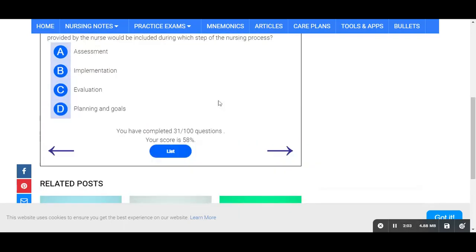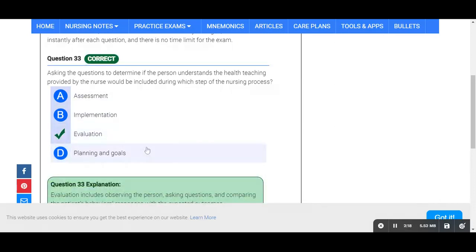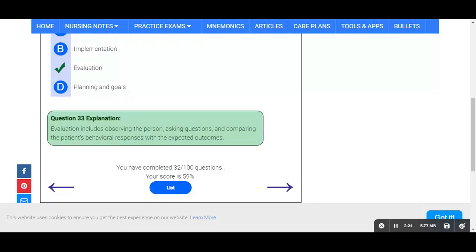Next up, asking the questions to determine if the person understands the health teaching provided by the nurse would be included during which step of the nursing process. Asking questions to determine if the person understands is evaluation. So evaluation includes observing the person, asking questions, and comparing the patient's behavioral responses with the expected outcomes.